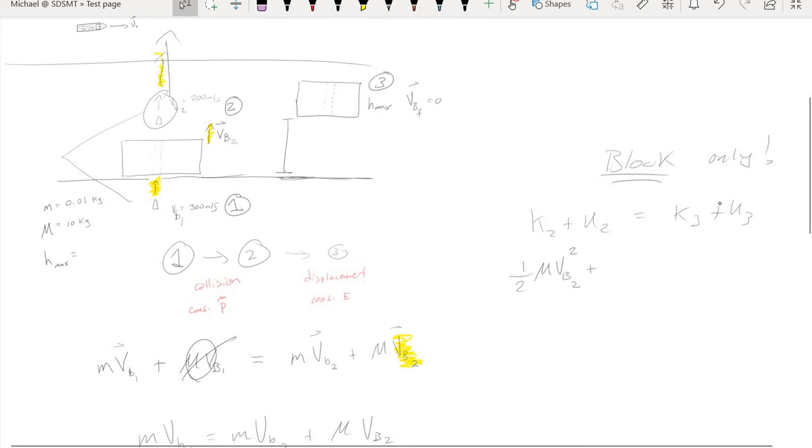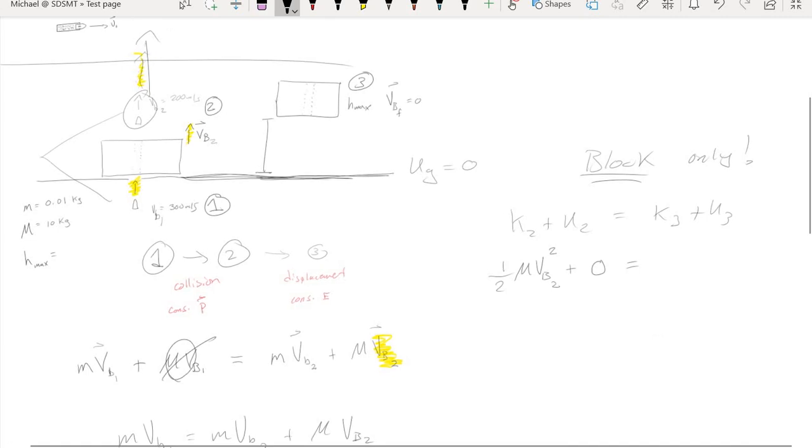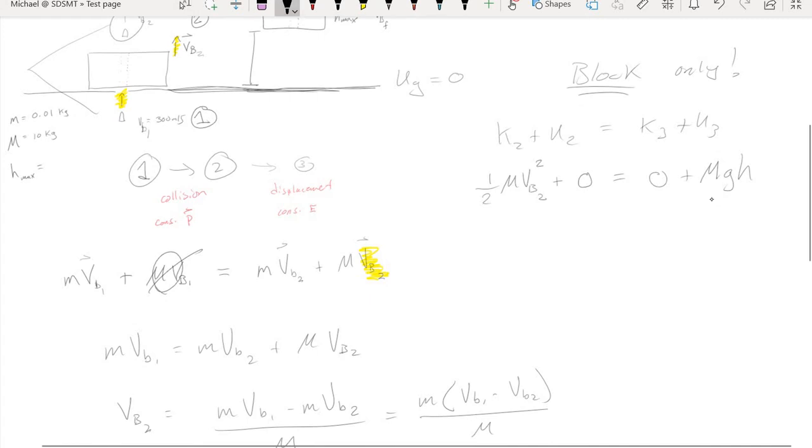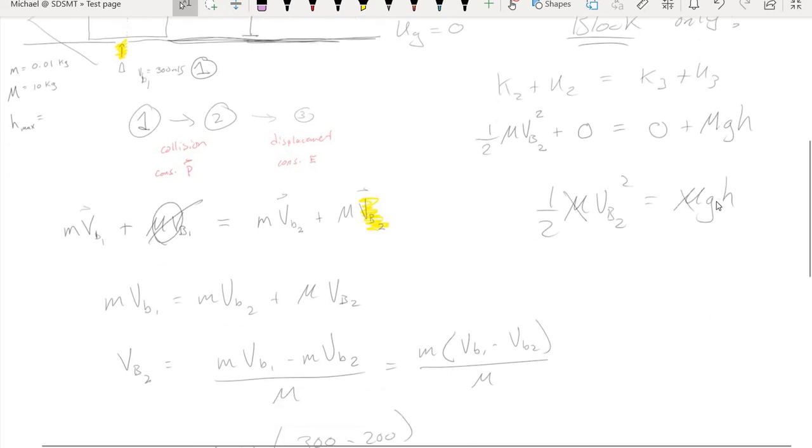So where's the block? Well, it's still at ground level, and we need to designate a 0 point for potential energy. I'll go ahead and let that be ground level. Potential at site 2 is 0. That has to equal the energies at site 3. When we get to site 3, our kinetic energy should be 0. And that means that our block reaches that final height of h. In this case, we do not need to know the mass of the block because it's going to cancel out.